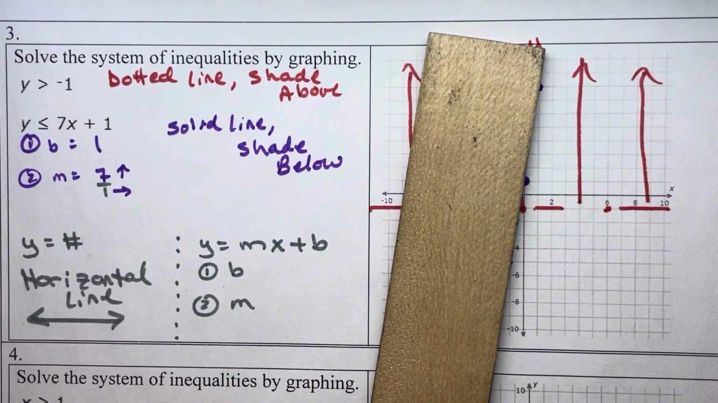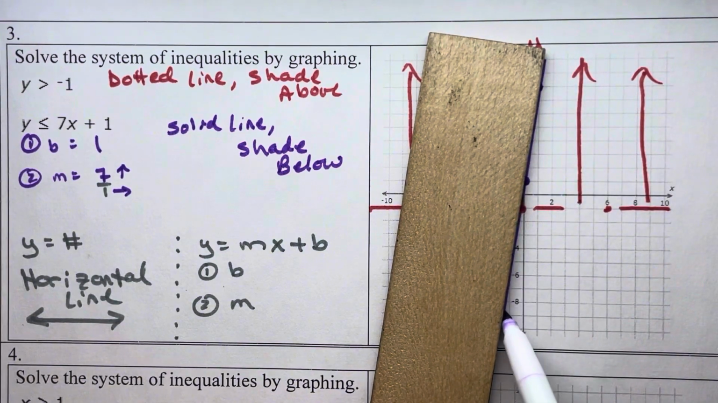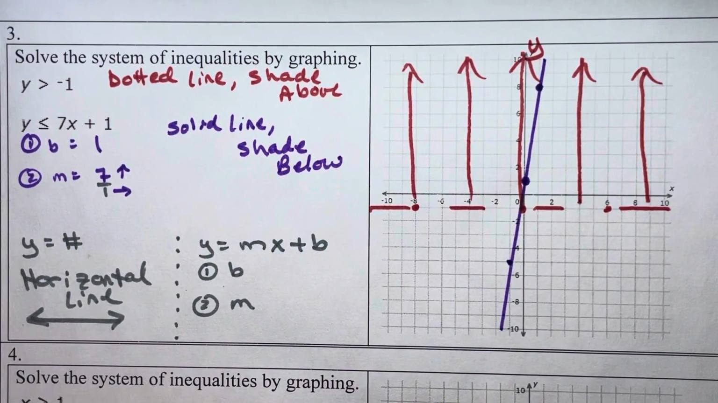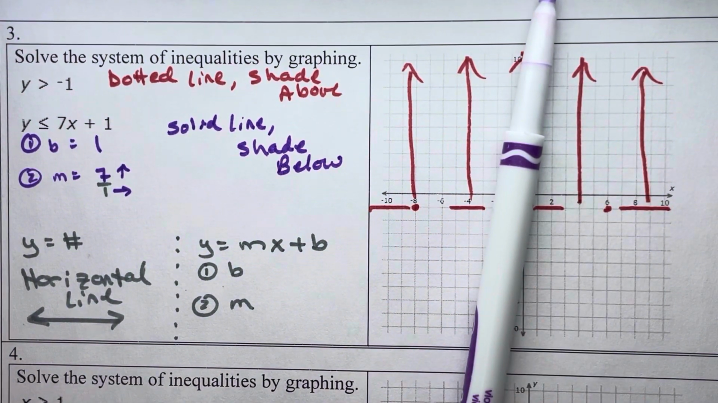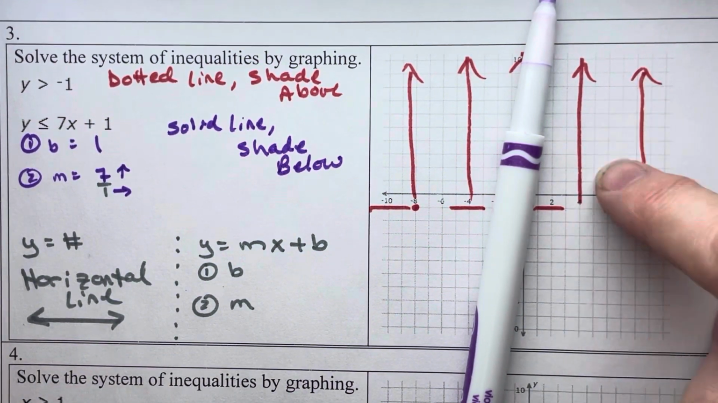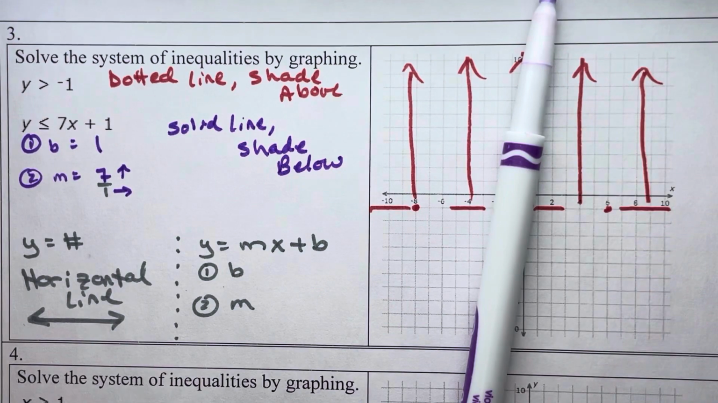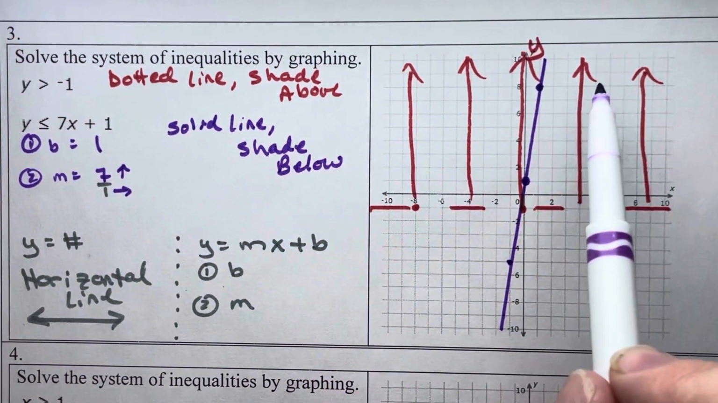We learned from our symbol that this is going to be a solid line, so you can run a nice autopilot solid line. And then we're going to shade below the line. So if you put your marker on your line, or your pen or your pencil on your line, below your line will be this region over here to the right. Below your line.